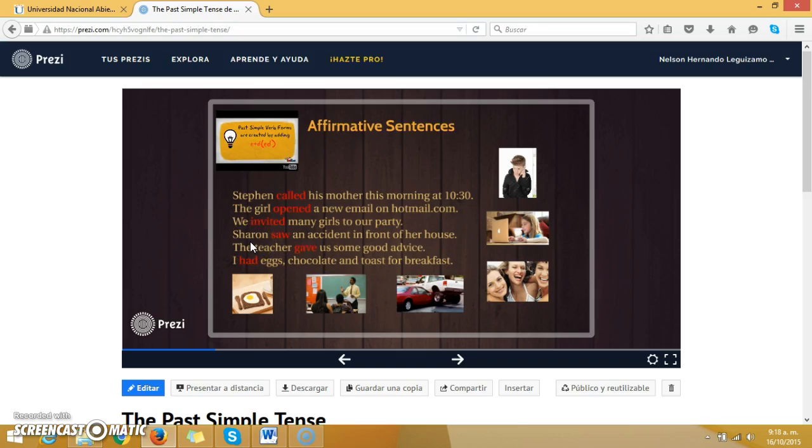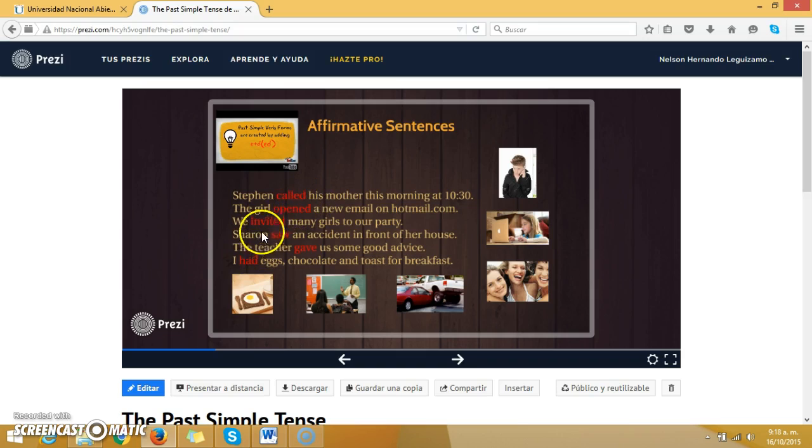Example 4, Sharon saw an accident in front of her house. Example 5, the teacher gave us some good advice. And example 6, I had eggs, chocolate, and toast for breakfast. So as you can see, the place to put the verbs is after the subject. The subjects in these cases are Stephen, the girl, we, Sharon, the teacher, and I.